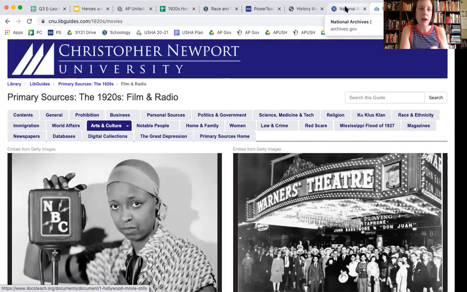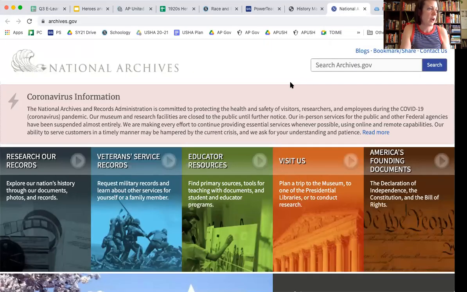So that is the library guide. This is the National Archives. Again, the search bar up here at the top, let's say I want to do a search for Al Jolson.